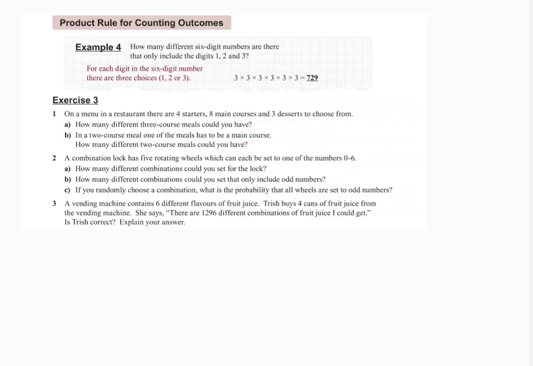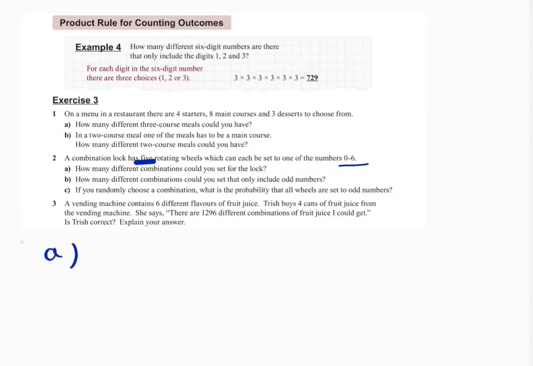Now in the second question, it says that a combination lock has 5 rotating wheels which can each be set to one of the numbers 0 to 6. So it has a combination of 5 rotating wheels. So two important things. Now it says in part A, how many different combinations could you set for the lock?